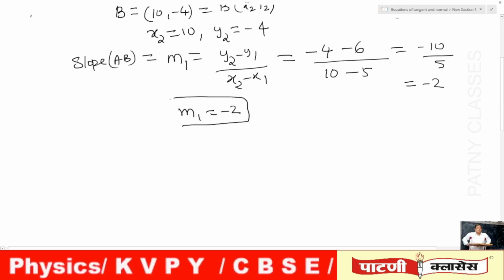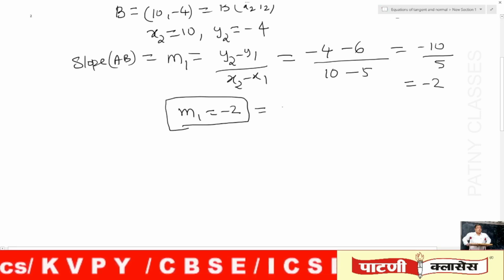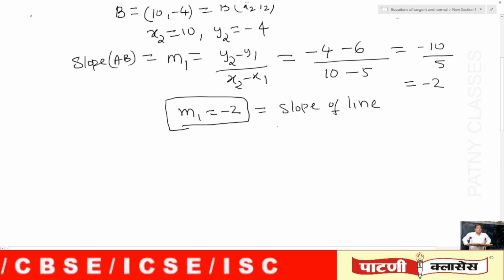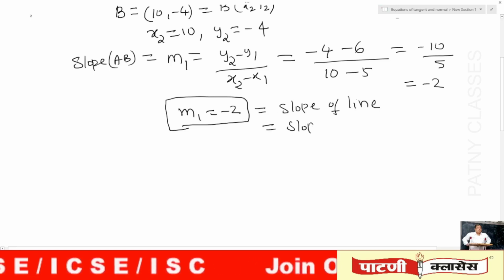So the slope of the line is equal to the slope of the tangent.